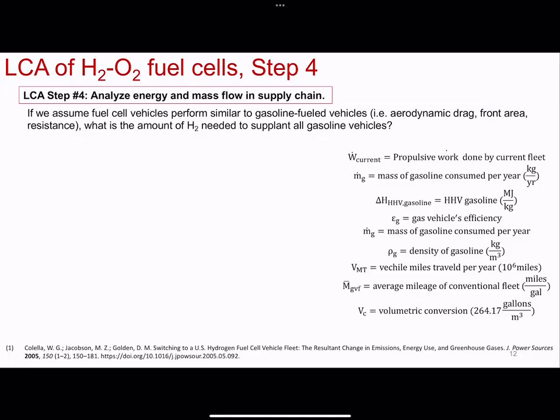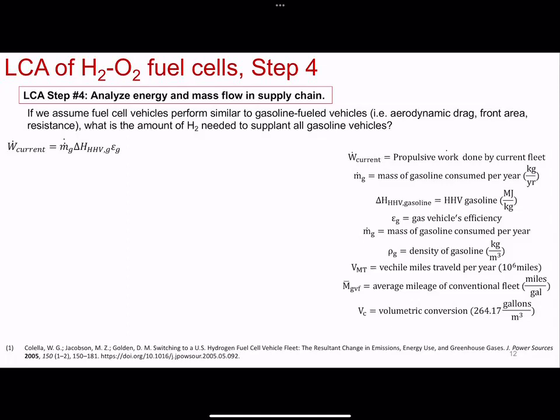So the mathematical way of going about answering the question, to basically summarize what we talked about, you have to start off with, okay, how much work do you need to get done by the current fleet that we have? That means you have to know how many cars there are in the United States, right? So you look up a data table. The EPA has tabulated how many cars exist in the United States.